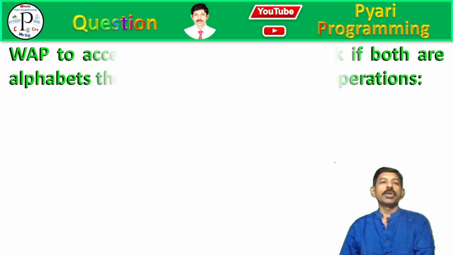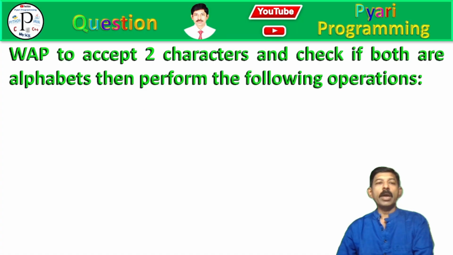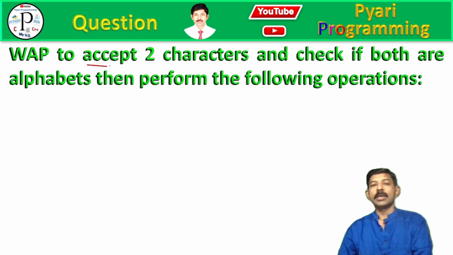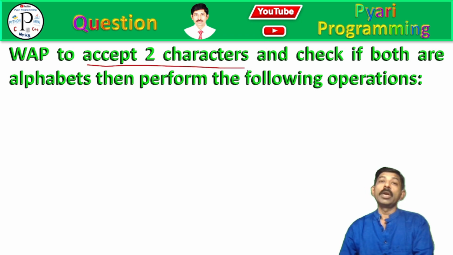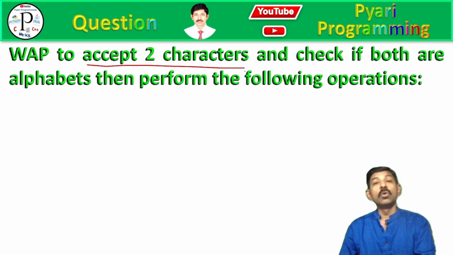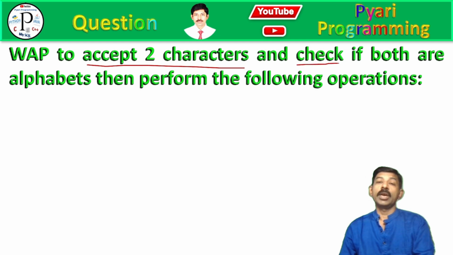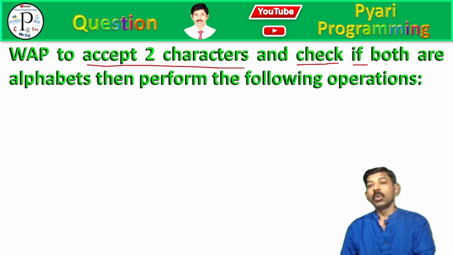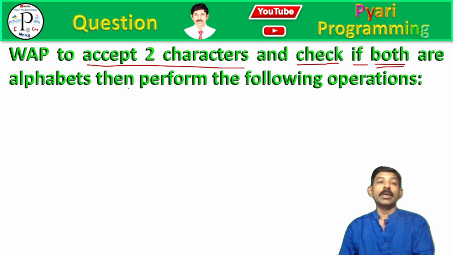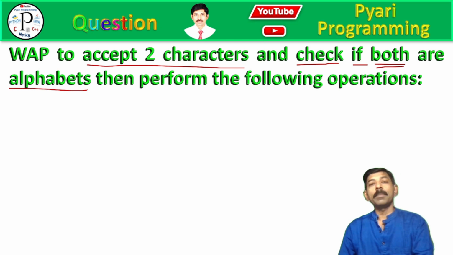Let's see what the question is asking. It says write a program to accept two characters. Here I don't need to accept one, I need to accept two characters. What I will do with these two characters? I need to check. What I will check? If both the characters are alphabet, then only I will do the following operation. If not, obviously, I am going to show an error message.